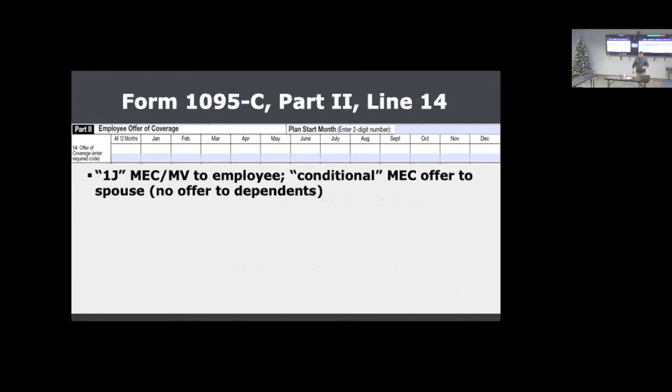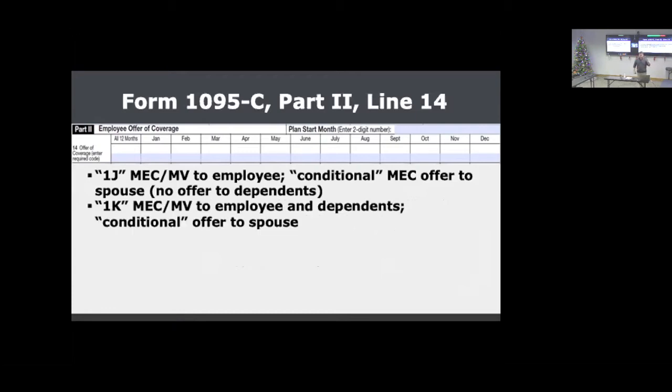1J is minimum essential coverage and minimum value to the employee. That is a conditional offer, conditional to the dependents and conditional to the spouse. Again, schools aren't probably going to use this. Who does have to use this are employers. You may have some of these employers in town, right, that are saying something like, you can only enroll in our insurance if your spouse doesn't get an offer. So if the local grain elevator says, yeah, man, this stuff is really expensive, if your spouse works for the school, you've got to take that, we're not going to let you enroll. That is a conditional offer of insurance. There's something that has to be satisfied before we let you enroll, right?